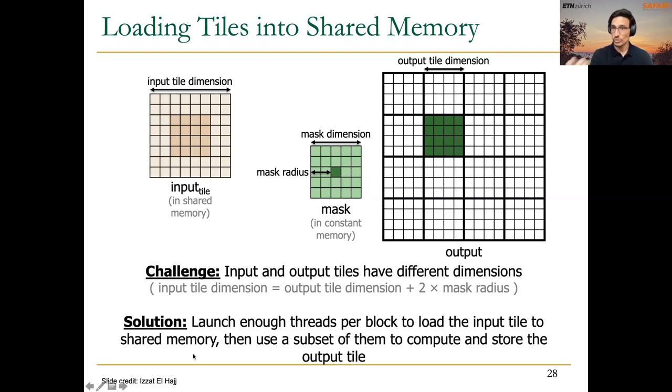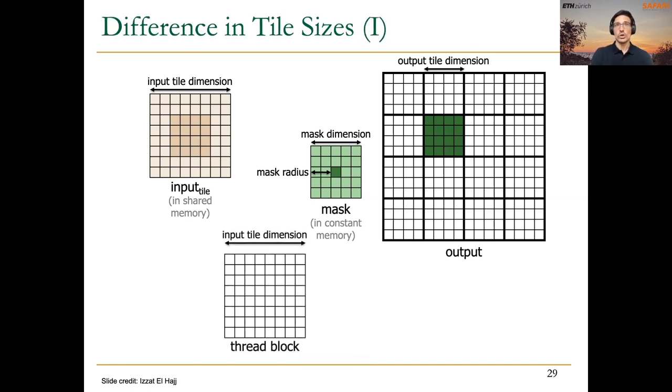The solution that we propose here is to launch enough threads per block to load the input tile to shared memory and then use a subset of them to perform the actual computation. So this is going to be the size of the thread block that we launch to execute on a GPU core. Observe that the size of the thread block matches the size of the input tile dimension. So what we do is having all threads active, such that each thread of the thread block is loading the corresponding element of the input into the shared memory.